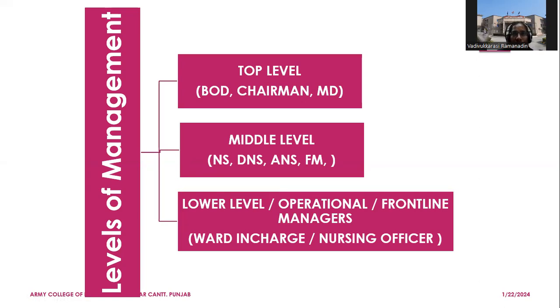Whereas middle level managers, in a hospital, such as the nursing superintendent, DNS, ANS, and floor managers, are all middle level managers. They must be a liaison between the top level and the operational level managers. They must plan in their unit and department what all they have to do. So that is the middle level manager. The lower level managers are otherwise called operation level managers or frontline managers. They are the ward in charge or the nursing officers who are directly involved with client care and the execution of the work.